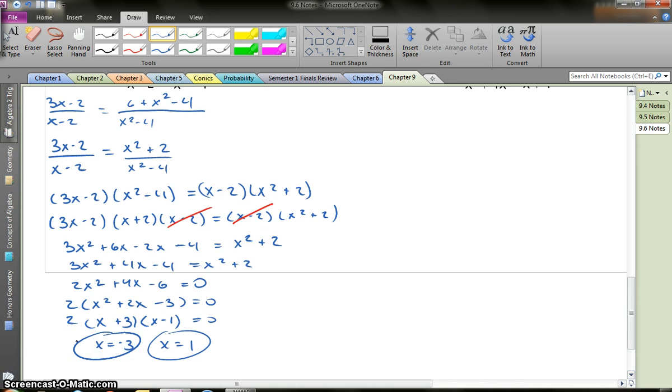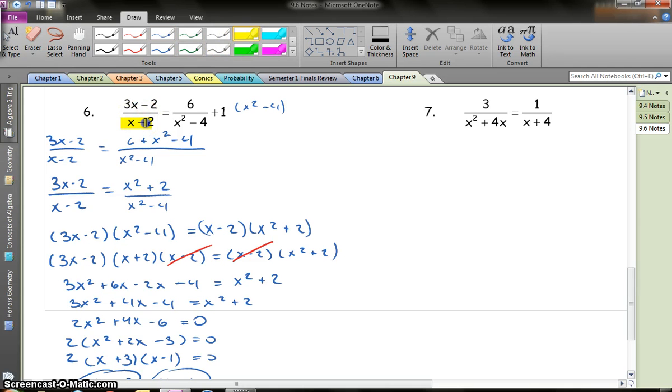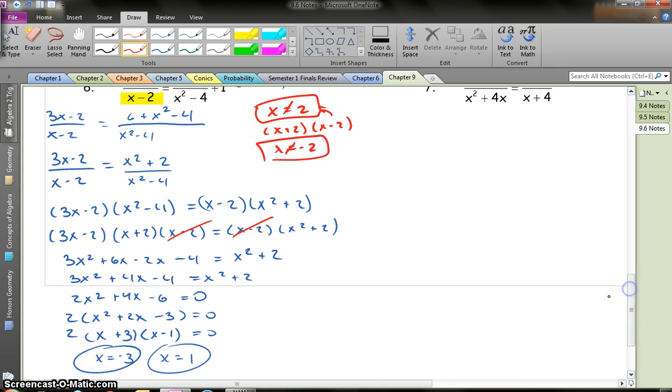Let's go back and make sure they work out in my final here. Well, what would cause this denominator to be 0? Well, x cannot be 2. And in this case, if I had x squared minus 4 as my denominator, that's x plus 2, x minus 2. Well, we already know x can't be 2, so x cannot be negative 2 either. So in checking my work, that doesn't happen here.